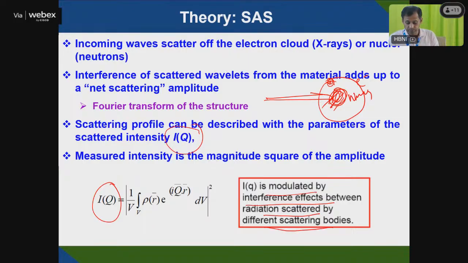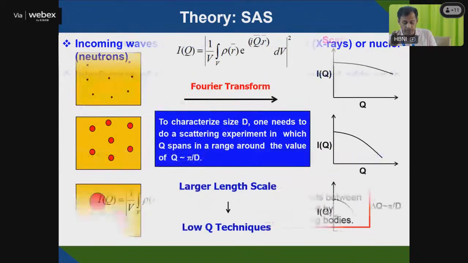Radiation scattering is different for different bodies. The scattering intensity depends on the various interference effects between radiation scattered by different scatterers. But if it is a small solid, like a strong iron type of material, or some spongy type of material, your scattering will depend more upon the electron density in the case of X-ray, so that you can measure.